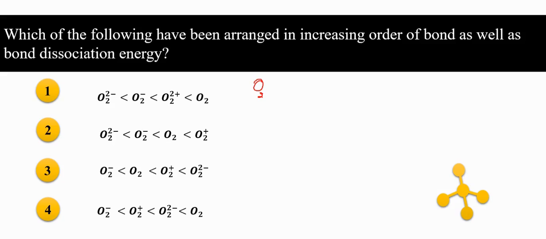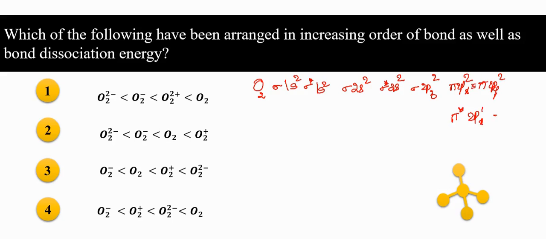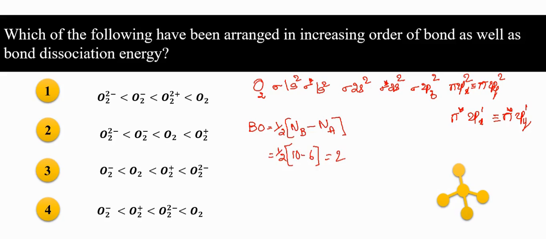Oxygen O2. How to write the electronic configuration of this one? That is sigma 1s2, sigma star 1s2, sigma 2s2, sigma star 2s2, sigma 2pz2, pi 2px2, pi 2py2, then we have pi star 2px1, pi star 2py1. So here you can calculate bond order. Bond order is equal to half into the number of bonding molecular orbital electrons minus the number of anti-bonding electrons. So here it is half into 10 minus 6, that is equal to 2. So bond order is 2.